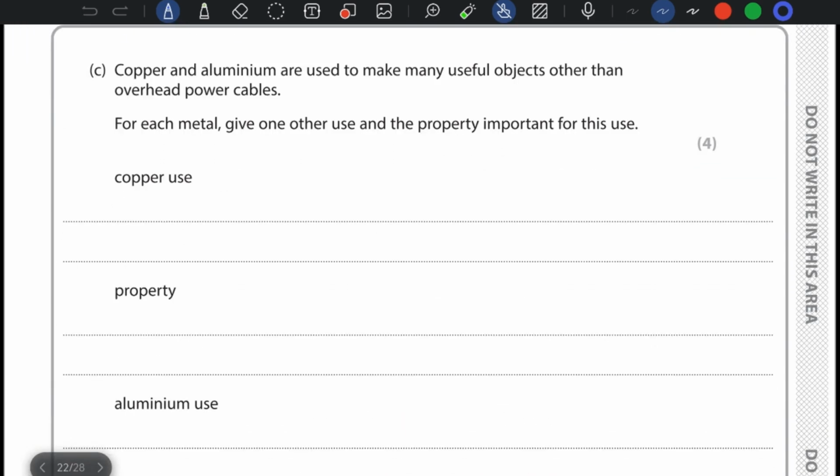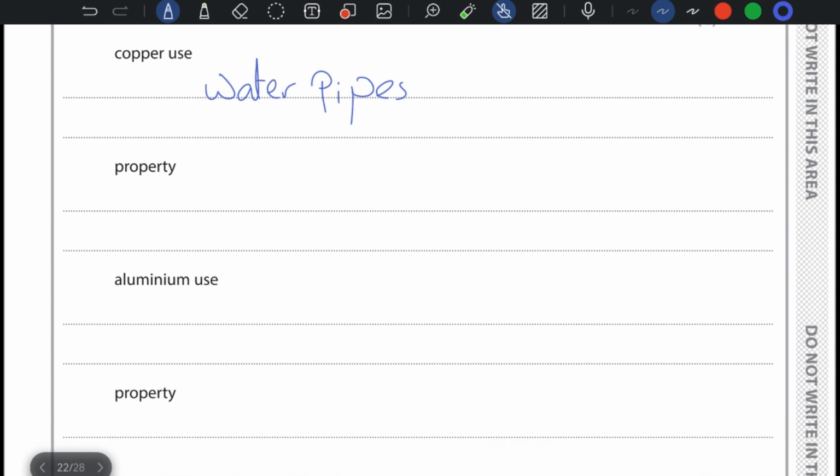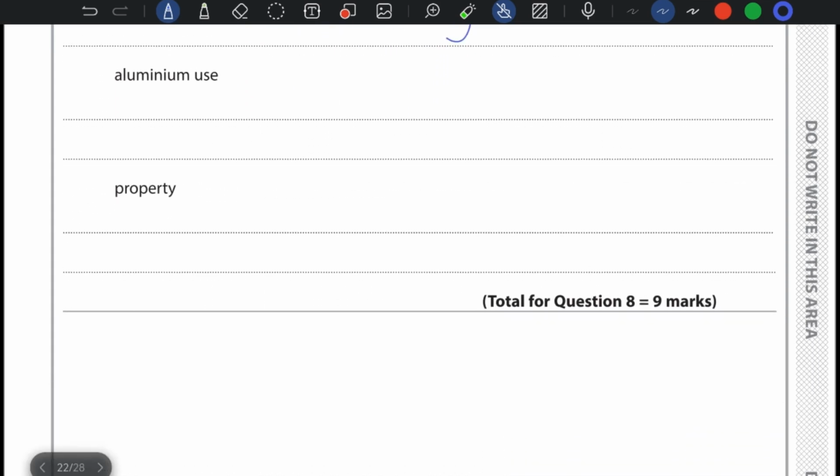Copper and aluminium are used to make many useful objects other than overhead power cables. For each metal, give one other use and the property important for this use. Copper is used in water pipes, as it has low reactivity. Aluminium is used in aircraft bodies, as it has low density.